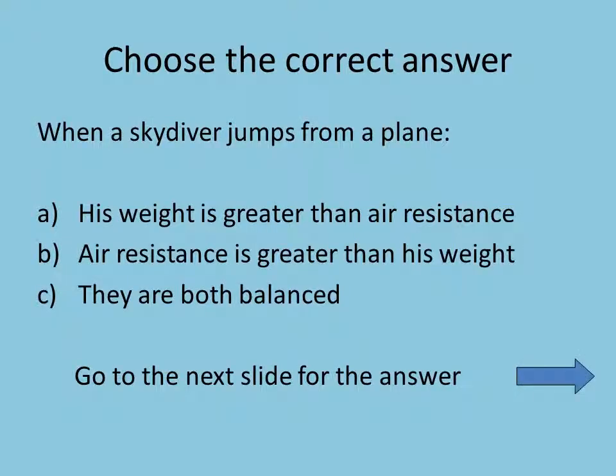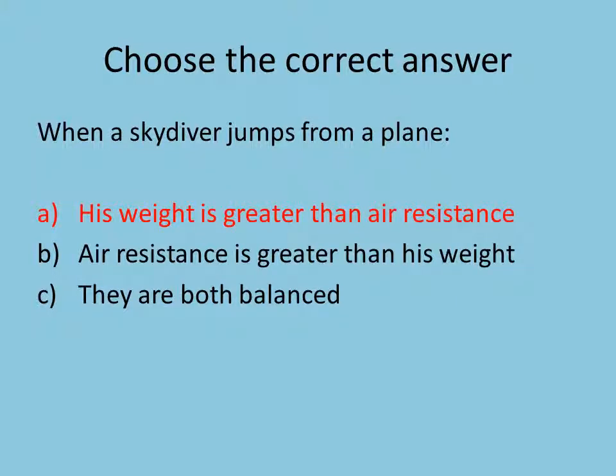How much have you learned? When a skydiver jumps from the plane, A. His weight is greater than the air resistance. B. Air resistance is greater than his weight. Or C. They are both balanced. The answer was A. His weight is greater than the air resistance.